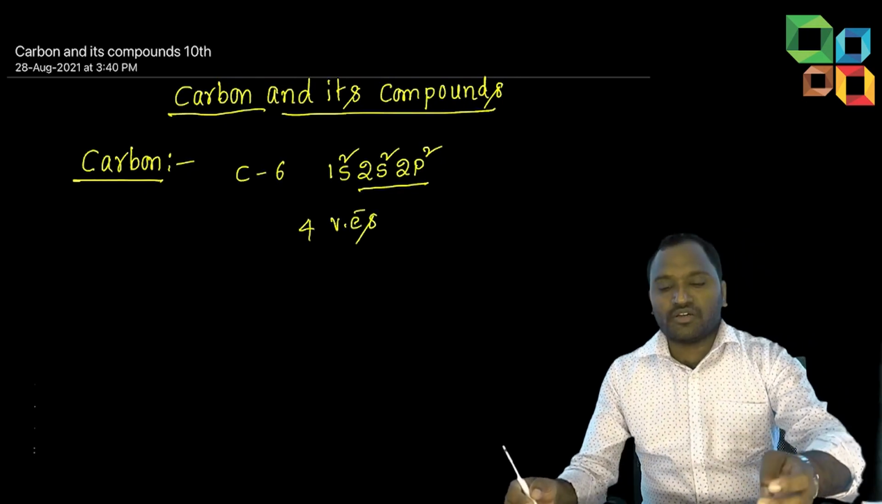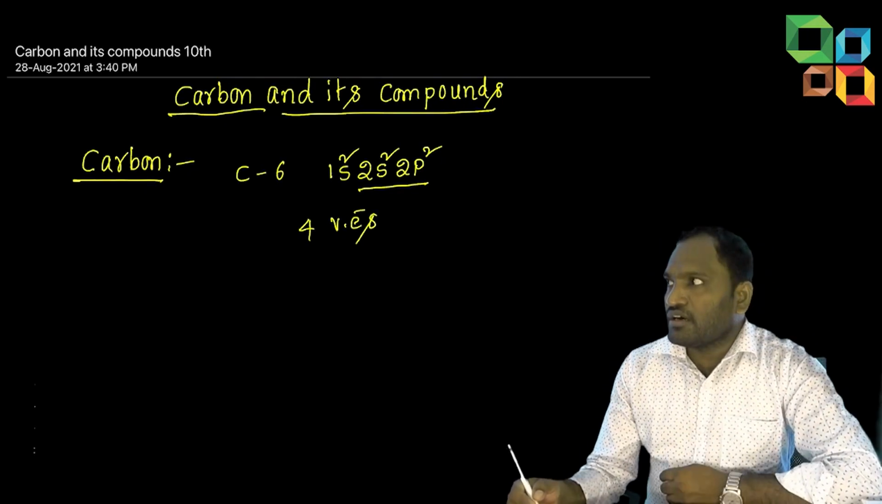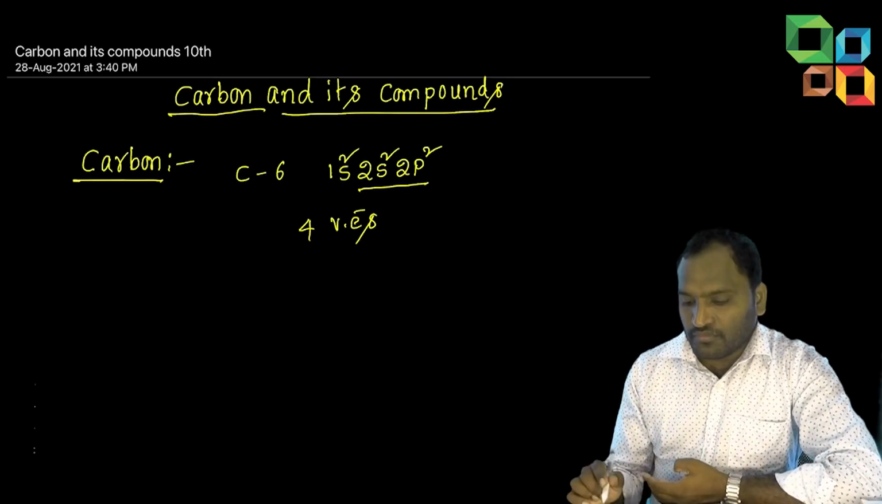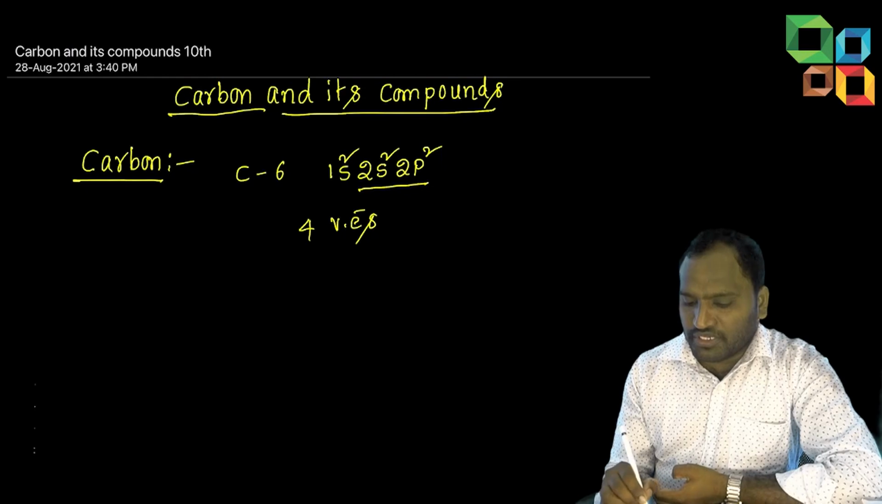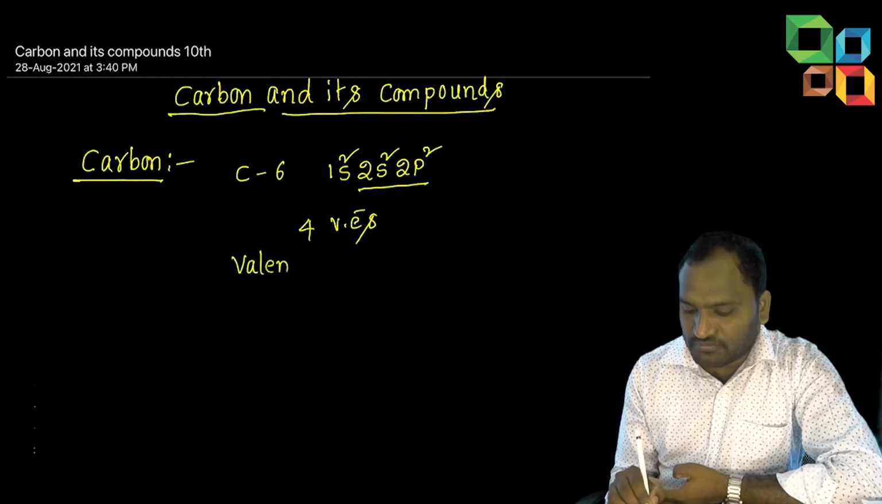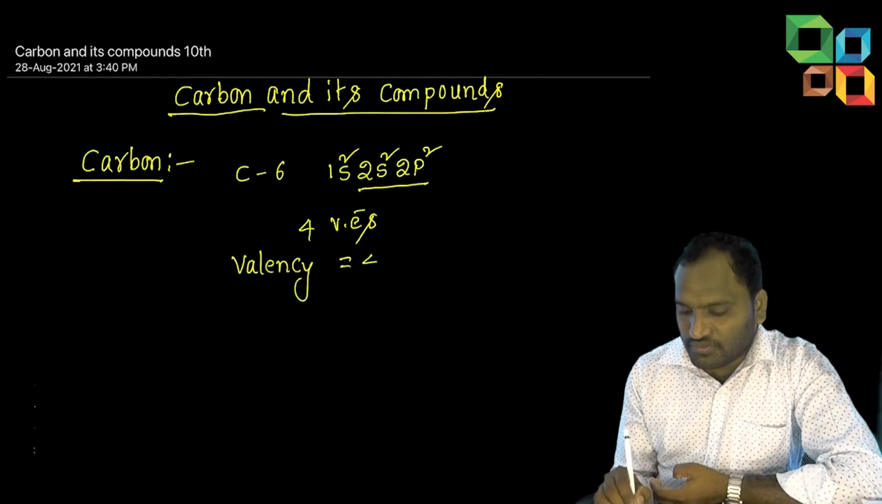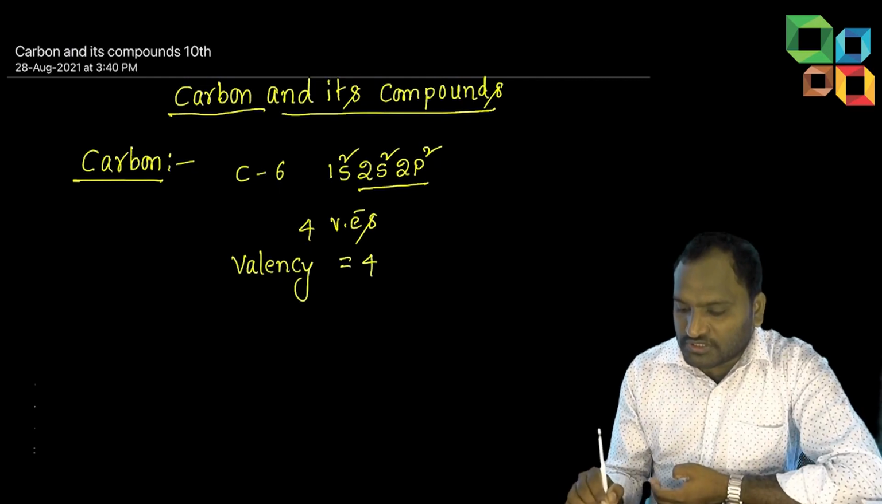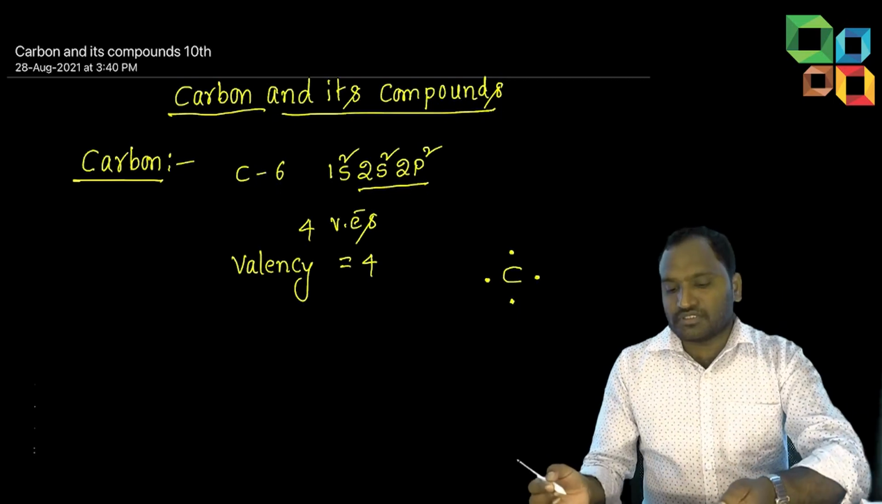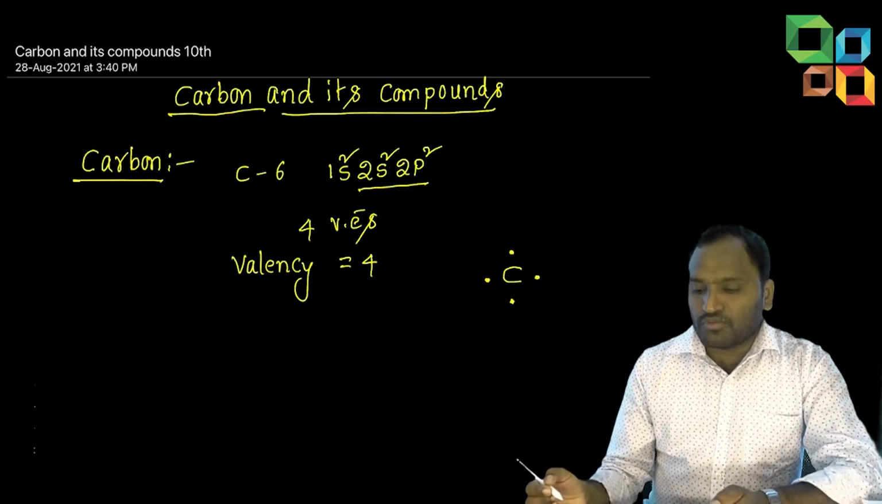So to get octet configuration, it can gain 4 electrons, or simply we can say its valency is 4. So wherever carbon is there, it can form 4 bonds. This is the Lewis dot representation. Carbon can form 4 bonds.